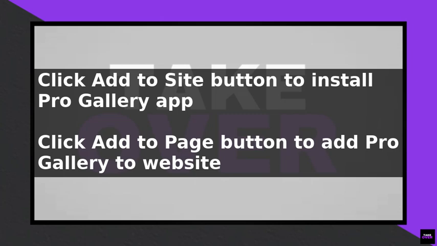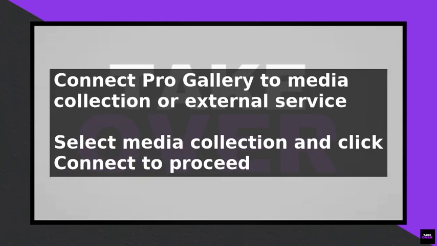Once connected, you can customize your Pro Gallery by selecting a layout and choosing the images you want to display. You can also adjust the gallery settings, such as the image size and spacing, to fit your website design.